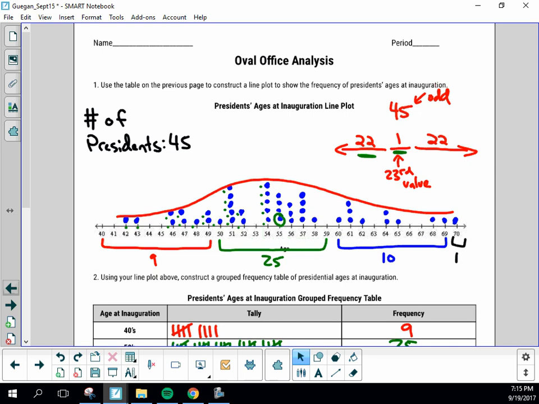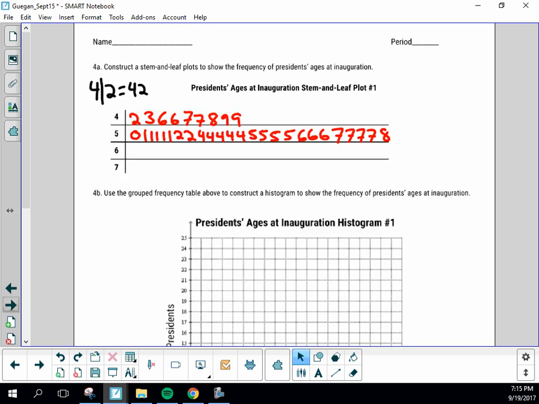should have a 60, 3 61s, a 62, 2 64s, a 65, a 68, and a 69. Okay, going back to our stem and leaf plot. 0 for that 60, 1, 1, 1, 2, 4, 4, 5, 8, and 9. And then for the 70s, we only have one president there, 70 years old, so we just put a 0. Okay?